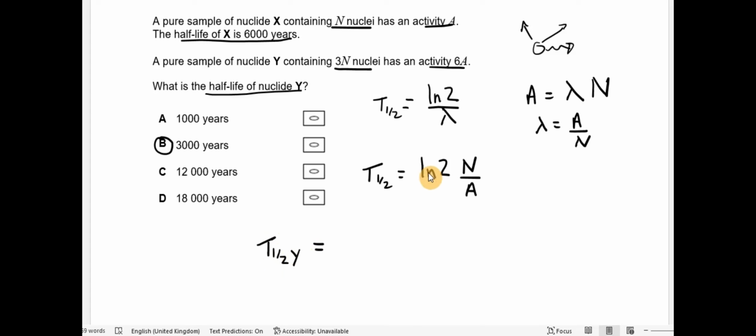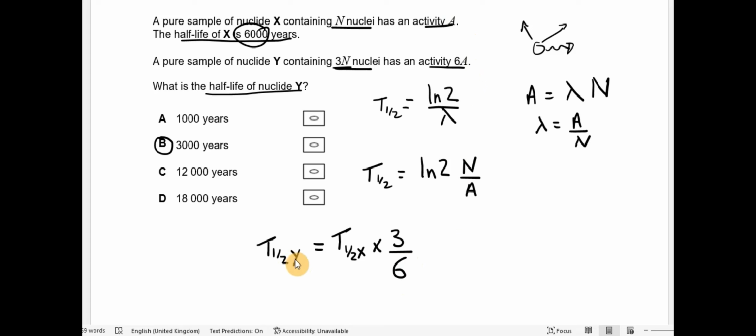Now, I'm not going to change ln2, it's just a number, but I am going to change the number of nuclei and the activity in each sample. So the half-life of sample Y is going to be equal to the half-life of sample X, which we're told is 6,000 years, multiplied by, now what are we changing? We're increasing the number of nuclei by 3 times, and we're increasing the activity by 6 times.